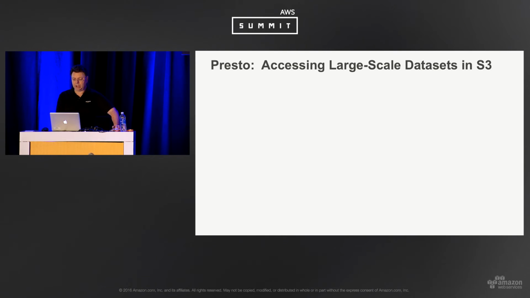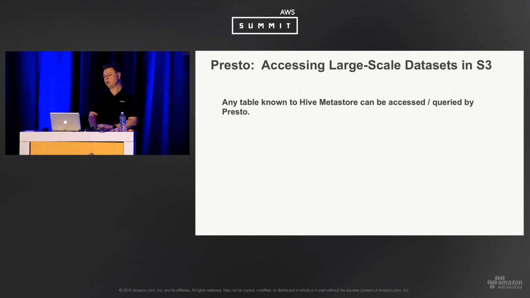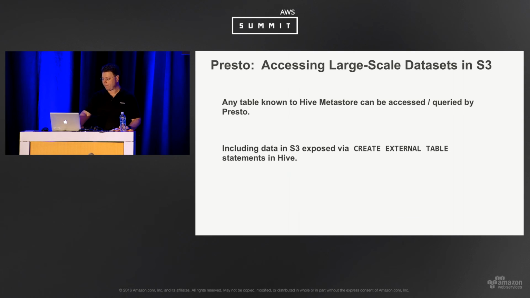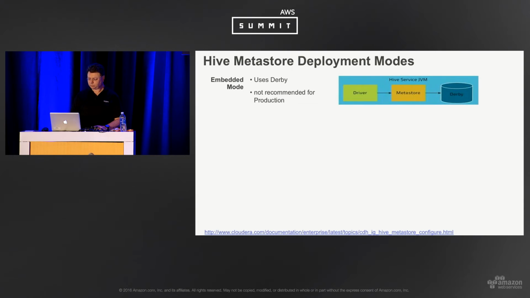All right, so how do you use data in S3 with Presto? Well, any table that you've declared within the Hive metastore is immediately accessible and queryable by Presto. And that, of course, includes data that's in S3 exposed via create external table. So I showed you in an earlier slide an example of that, but we'll actually do that in the demo. All right, so once a data source is declared within the metastore, it's available to Presto.